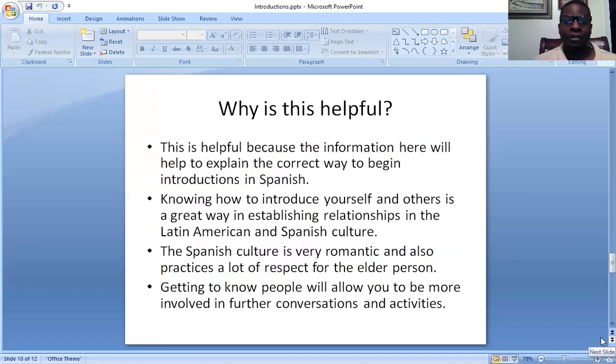Why is this helpful? This is helpful because the information here will help to explain the correct way to begin introductions in Spanish. Knowing how to introduce yourself and others is a great way on establishing relationships in Latin America and Spanish culture. The Spanish culture is very romantic and also practices a lot of respect for the elder person, referring to the form usted, which means you, with respect. Getting to know people will allow you to be more involved in further conversations and activities of getting to know people.